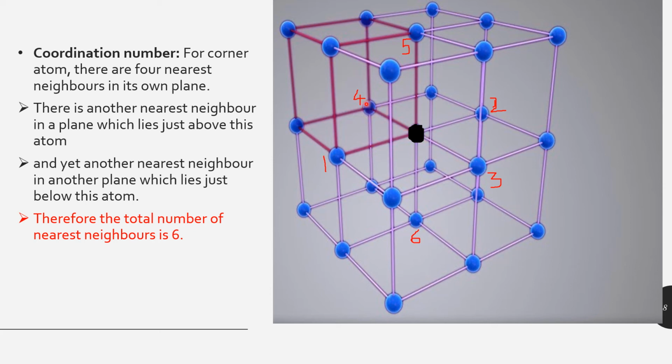And the fourth one is this one. So in this plane again there are two nearest neighbors. Then the fifth one is this one and the sixth one is here. So in this plane also there are two nearest neighbors. Therefore, the total number of nearest neighbors is 6 for a simple cubic structure.